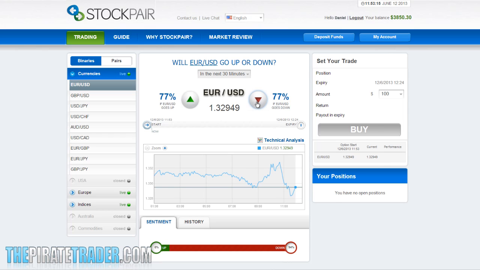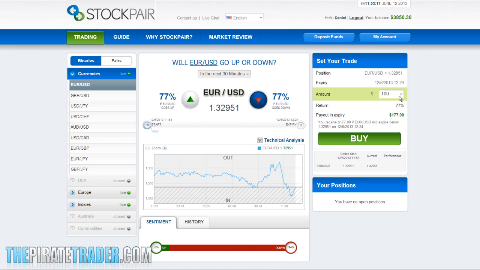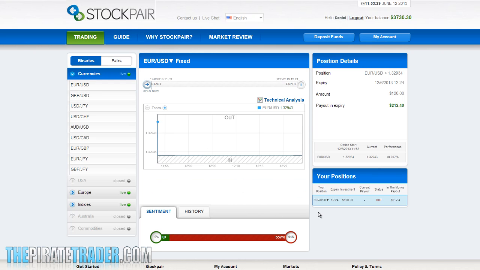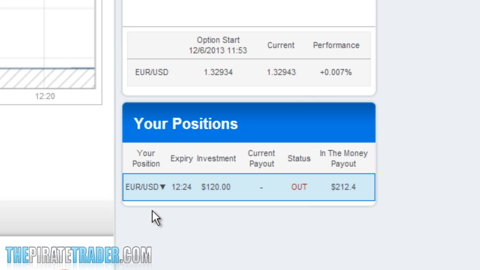The majority of traders are still saying the price will go down. Let's click on the Down Put button, enter the amount of $120 here, and click Buy. Let's hit the View Position button, and we're on. Down here, as always, is all the information regarding your trade. Here, you can see when the trade will expire, which is 12:24.